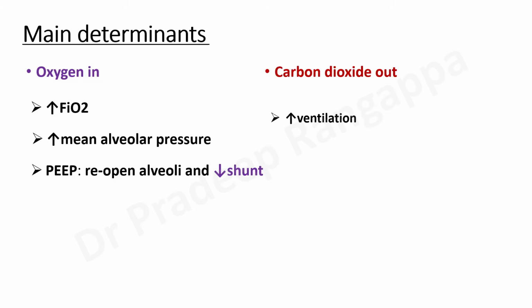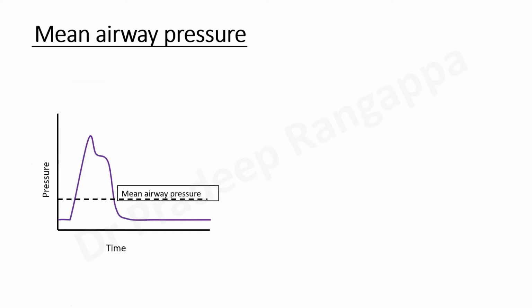And what are the components to remove the carbon dioxide? Because that is the second important pathology that we deal with. To get the carbon dioxide out, we have to increase the ventilation. This increase in the ventilation can happen in two ways. Either we can increase the respiratory rate or increase the tidal volume. And these two are needed to get the carbon dioxide out. So we look into the determinants of mean airway pressure.